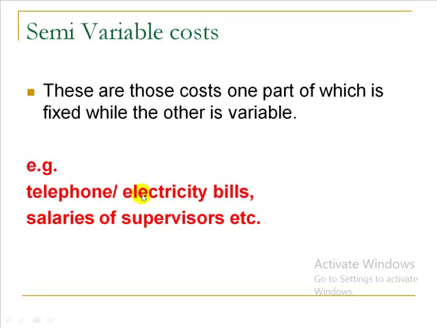Semi-variable costs are those costs, one part of which is fixed whereas the other is variable. Such kinds of costs are called semi-variable cost. For example, telephone or electricity bill.